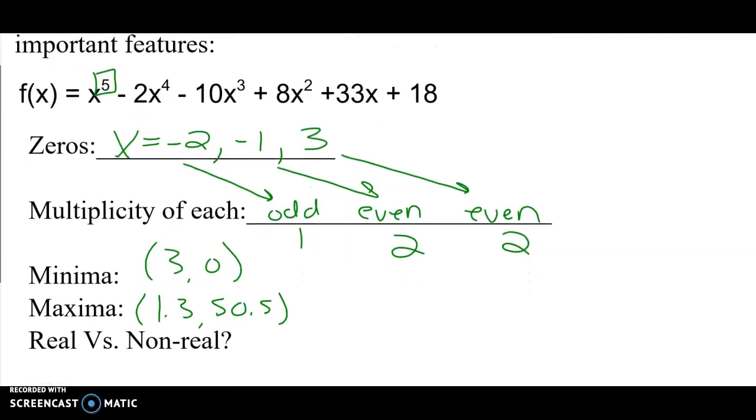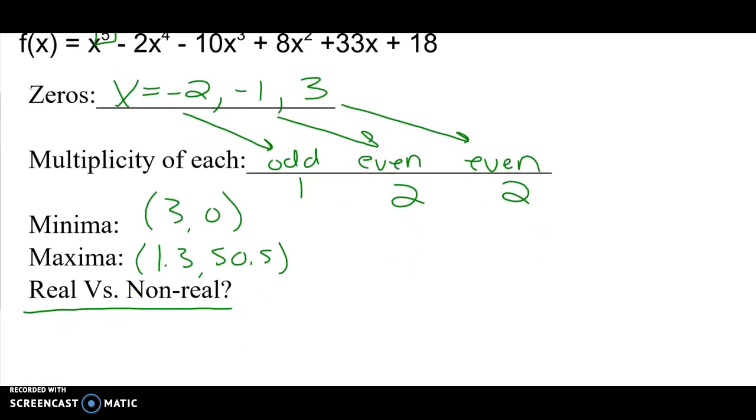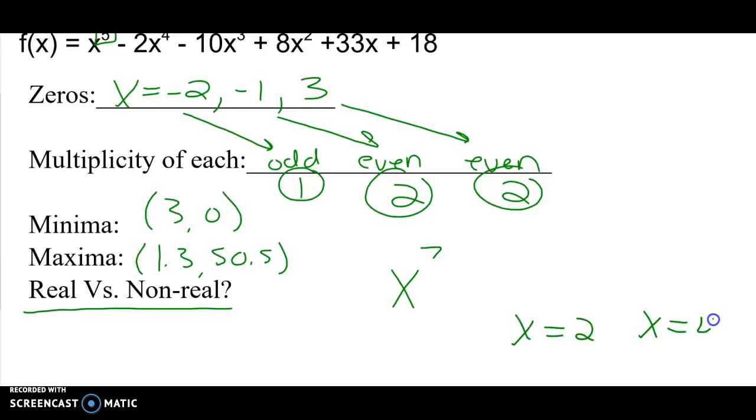Okay, now the last thing here, real versus non-real. We know that all 5 of these add up to the degree. So they were all real. Okay? If there's not, that means the other ones were imaginary. So let's say it's an x to the 7th, but I only got 2 answers, and they both had a multiplicity of 1. How many of them were imaginary? The other 5. So there would be 2 real x-intercepts and 5 imaginary x-intercepts. That's how that works. I'm not too worried about that.